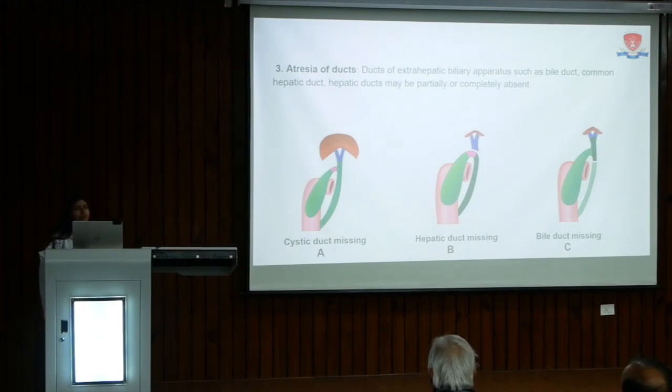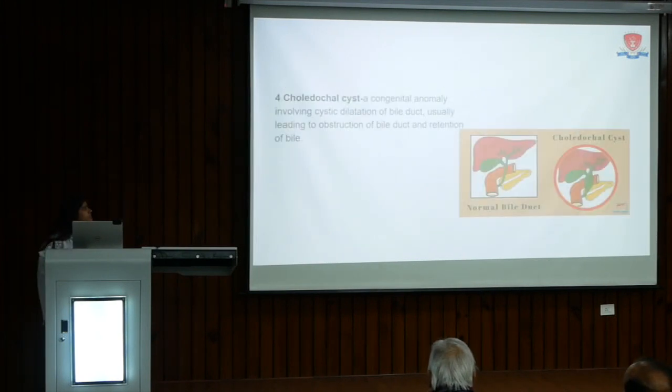Atresia of ducts. Ducts of the extrahepatic biliary apparatus such as the bile duct, common hepatic duct and hepatic ducts may be partially or completely absent. In figure A, the cystic duct is missing. In figure B, the hepatic duct is missing, and in figure C, the complete bile duct is missing. Choledochal cyst. It is a congenital anomaly involving the cystic dilation of the bile duct, which usually leads to the obstruction of the bile duct and retention of bile.